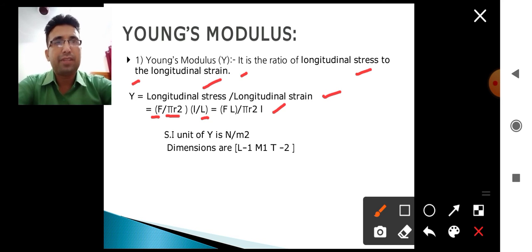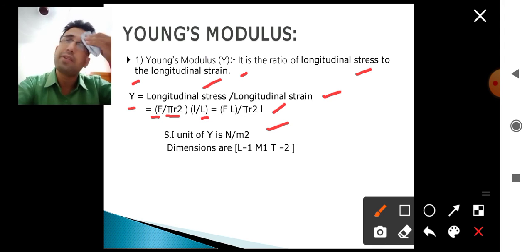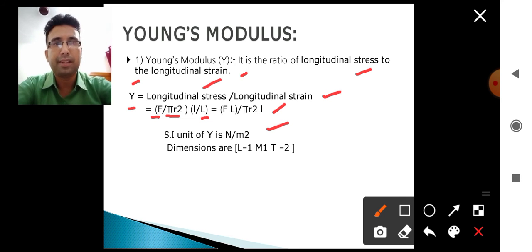Now, the SI unit of the Young's modulus: because strain is a unitless quantity, the dimensions of Y will be the dimensions of the stress. So it will be equal to Newton per meter square, and its dimensions will be M^1 L^-1 T^-2. These are the dimensions of the Young's modulus.